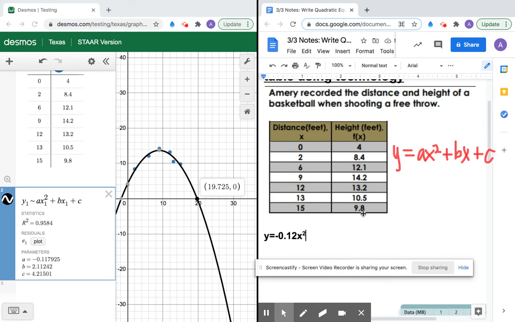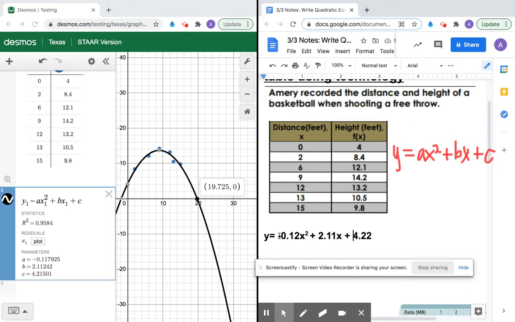B is 2.11, so I'm going to add 2.11x, and then C is 4.21, and we'll round up to 4.2. So this is going to be the equation of my graph. You're going to notice that x is squared because it's a parabola.